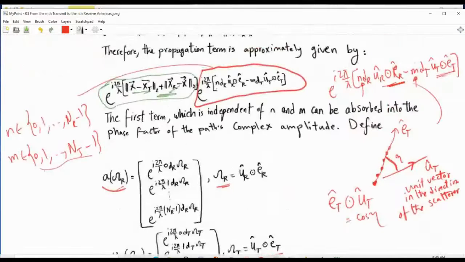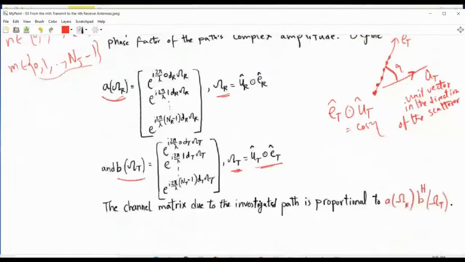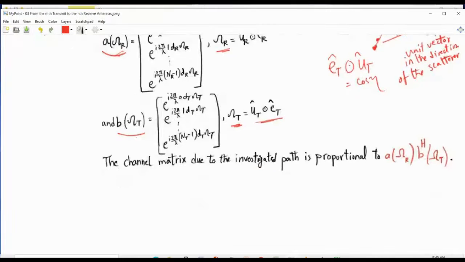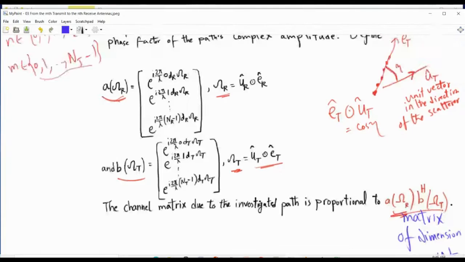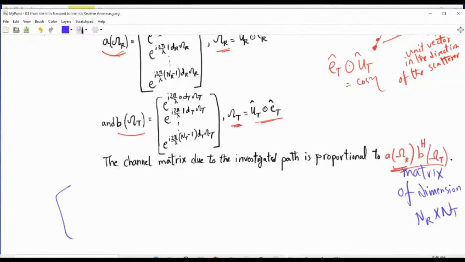Now you get those phase factors by writing down the outer product of these two vectors. You take vector A and multiply it by the Hermitian of vector B, and so you get a matrix. This is a matrix of dimension n_r by n_t. You can check this. Actually, let's do it. It's not bad to do so.